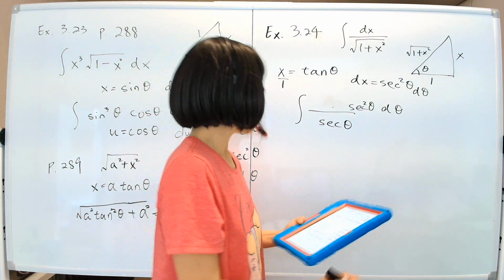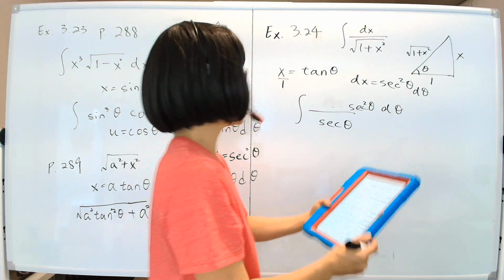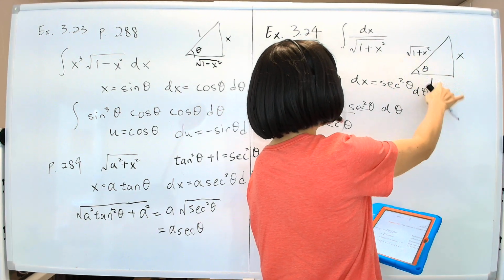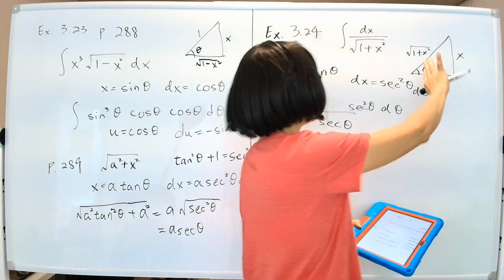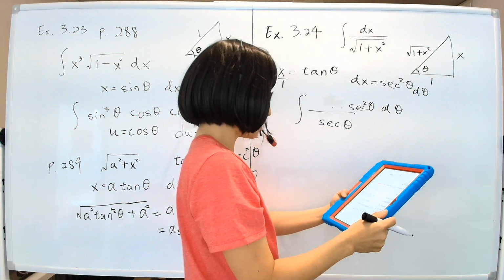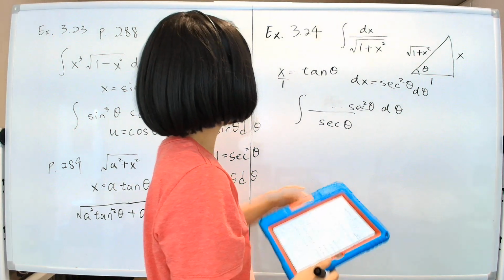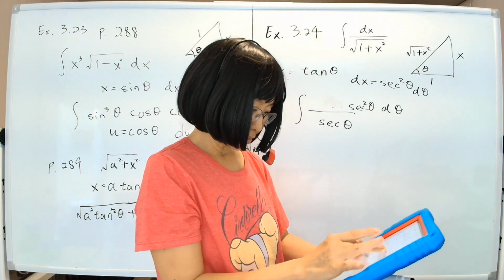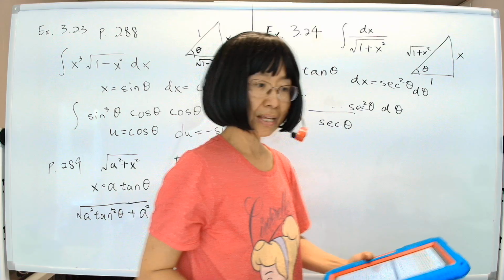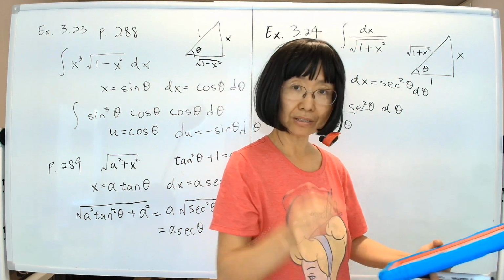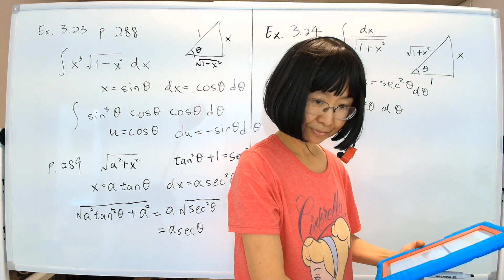So what is secant theta? Secant theta is 1 over cosine, so it's this square root divided by 1. It's the reciprocal of cosine. So that's secant theta, and then tangent theta, of course, is just x, and that gets your answer. So even though this problem is pretty short, I still would like you to redo it as homework so that you'll have a good, strong grasp of it.